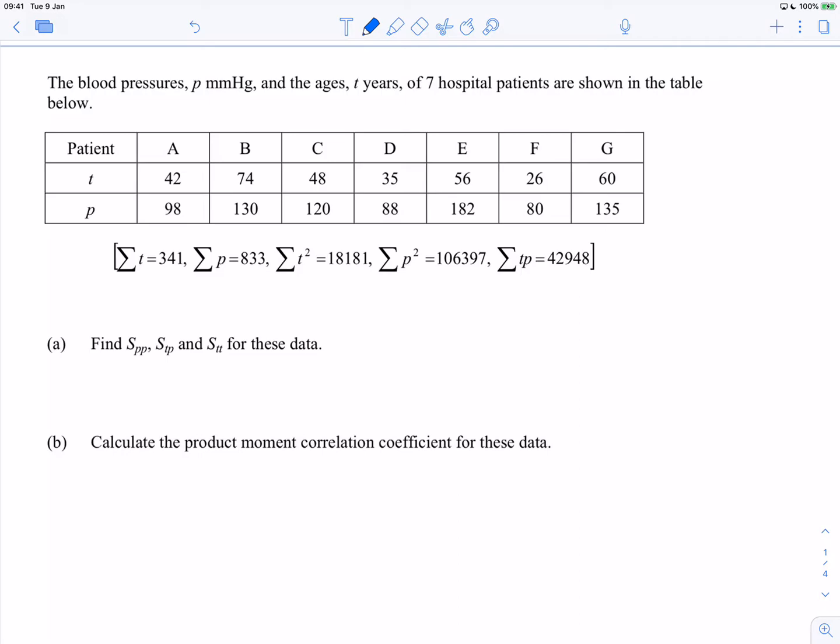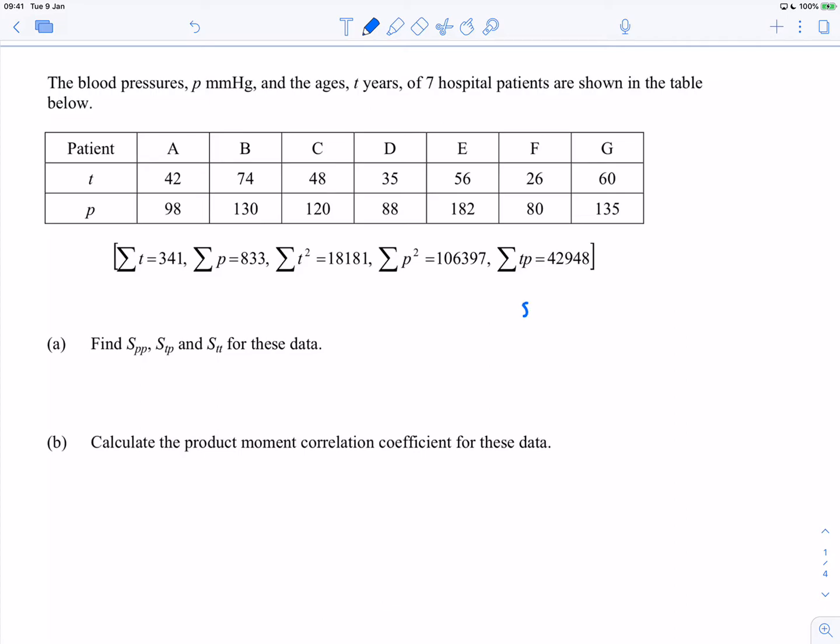Interesting. And the ages, T years, of 7 hospital patients are shown in the table below, and so on. Find SPP, STP, and STT. Right, so there are various things you can do here.